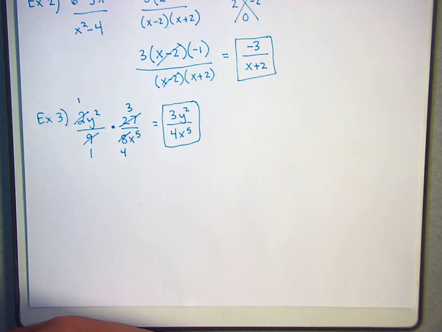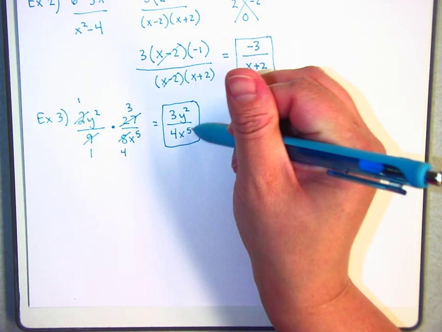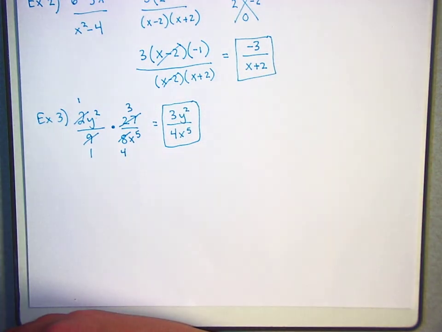You can't simplify that y and that x because one is a y and one is an x. So those don't simplify. If this was a y to the 5th, then I could reduce it to make it y to the 3rd on the bottom.